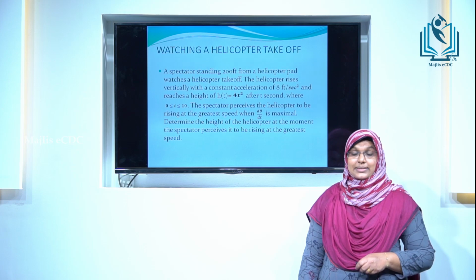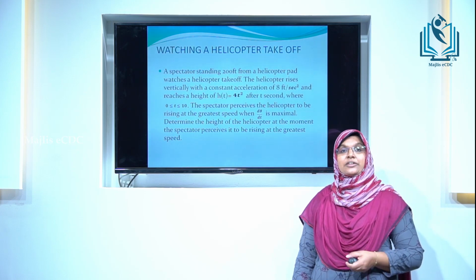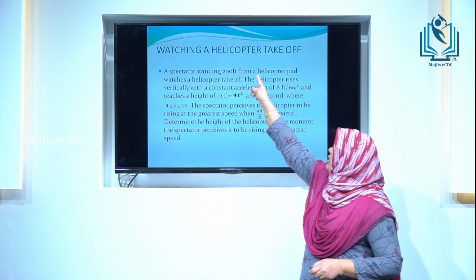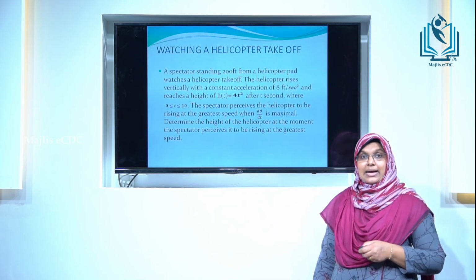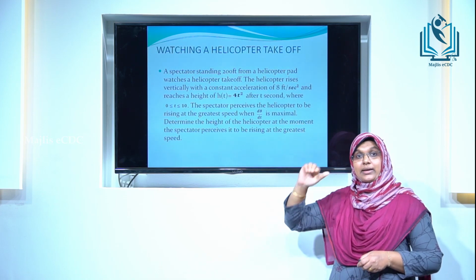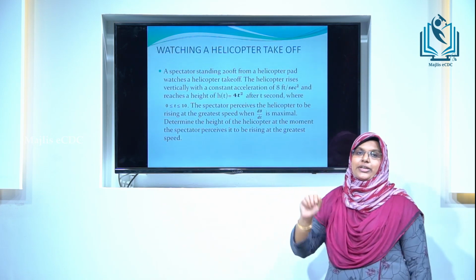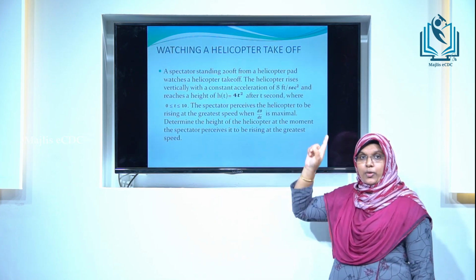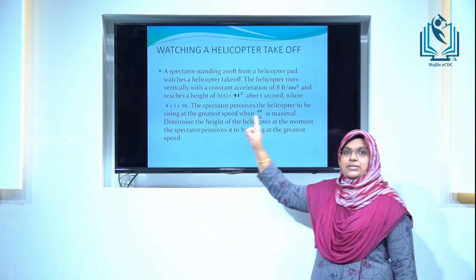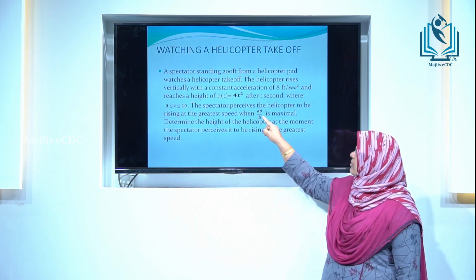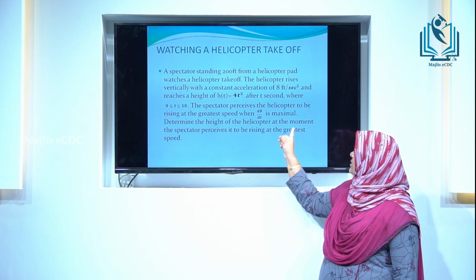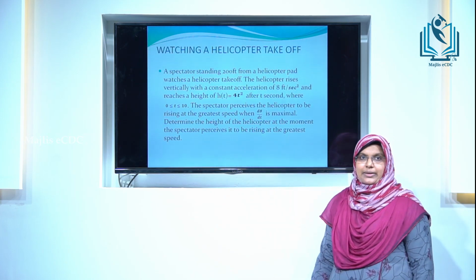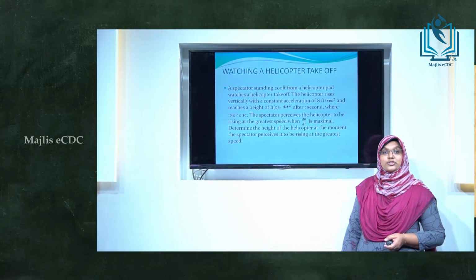speed. That is, a person is observing a helicopter take off, standing 200 feet from the helicopter pad, and the helicopter reaches a height h of t equals 4t squared. We want to find the height of the helicopter at the greatest speed. Here it says that the greatest speed is when d theta by dt is maximal. To solve this problem, draw a graph.